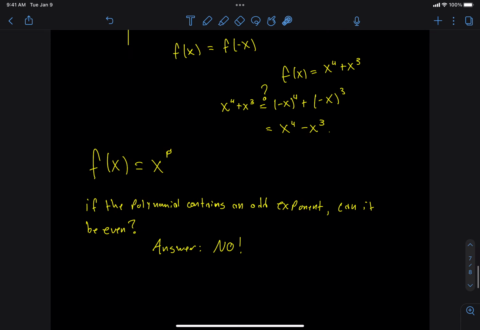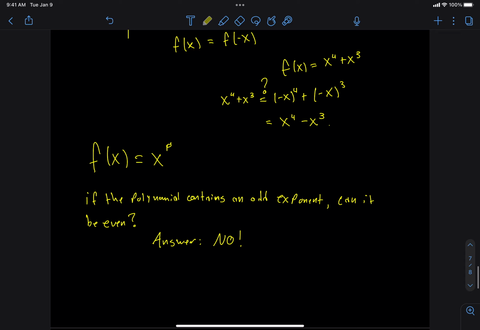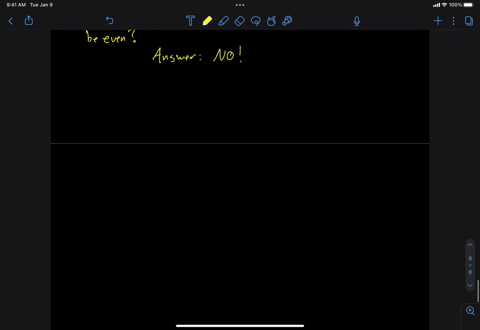But you can always check. I mean, it's not too hard to check. You just plug in x, you plug in negative x. If it's the same, it's the same. If it's not the same, then it's not the same. And if it's opposite, then we call the function odd. So next up is odd functions. Odd functions are symmetric about what?